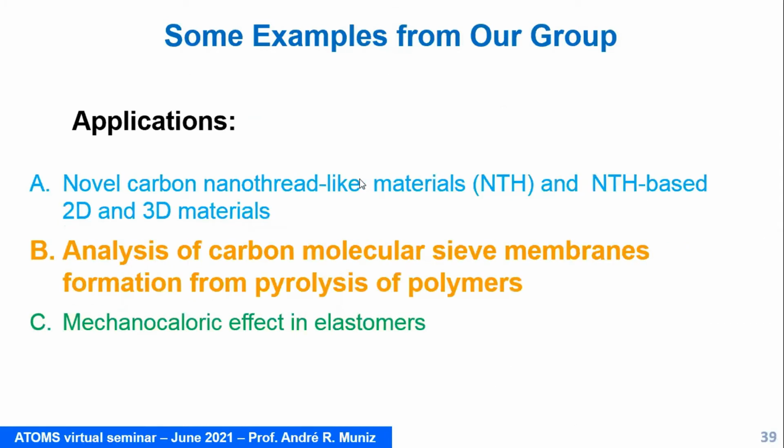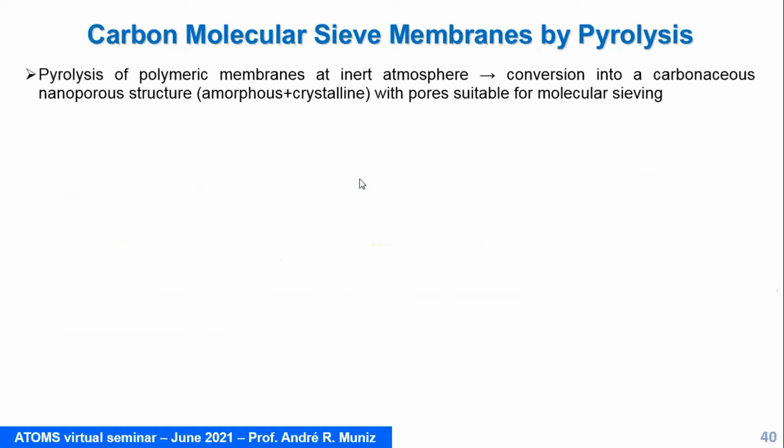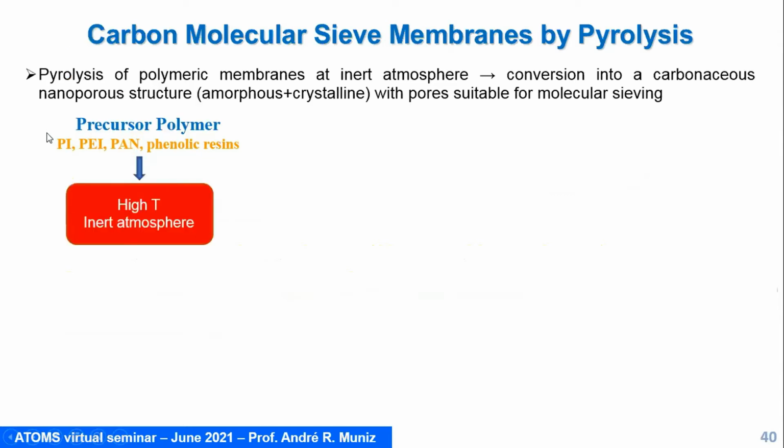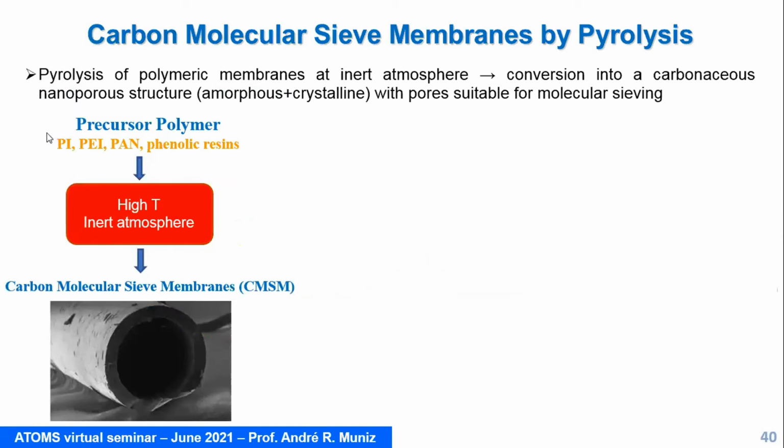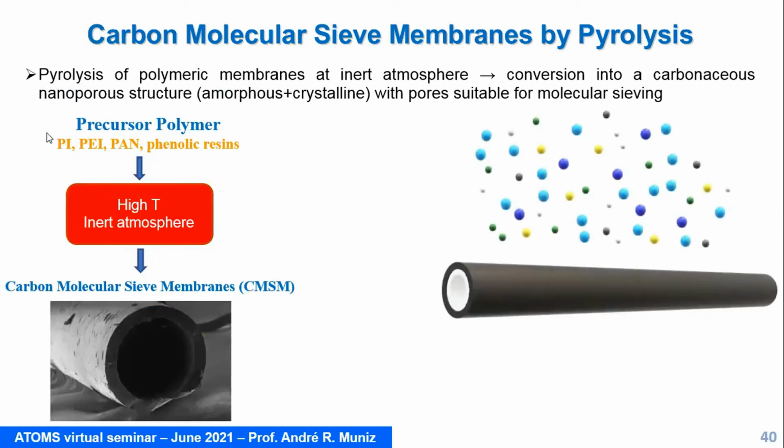So I'll go to the next part of my talk. It's the analysis of carbon molecular sieve membrane formation. So what are those carbon molecular sieve membranes? Usually these membranes are produced from a precursor polymer. So we have a polymer rich in aromatic rings, we expose this polymer to high temperatures in an inert atmosphere. And at the end, we have a carbonaceous pore structure with pores in the range of angstroms that are suitable for molecular sieving.